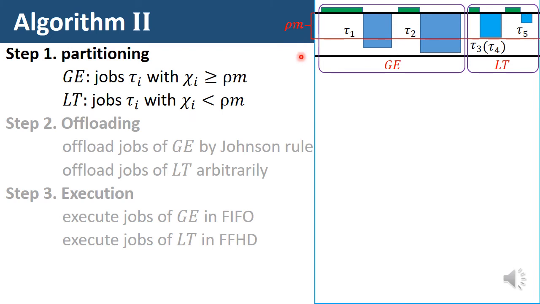For example, there are 5 jobs, and the jobs tau 3 and tau 4 have the same shape, so we only draw one job to represent both of them due to space limitation. And here we set rho m to be like this, and then from the partition strategy, we know that tau 1 and tau 2 are JE jobs, and tau 3 to tau 5 are LT jobs.